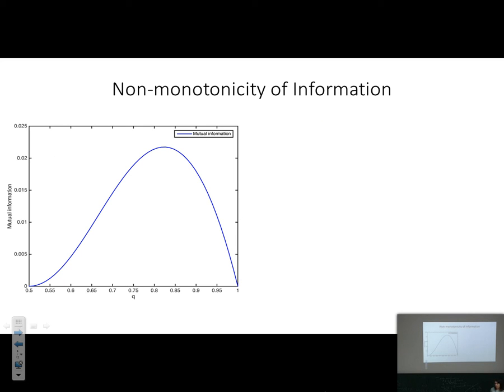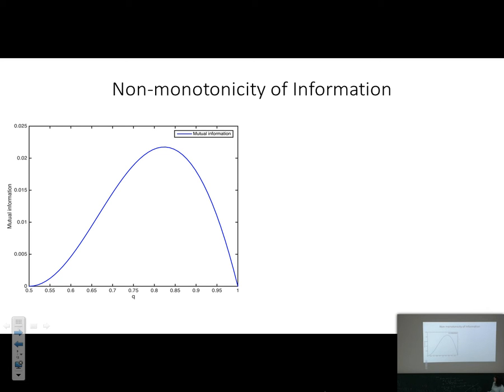So for the rest of the talk, I'm just going to show you some pictures of what happens if you plug in a specific distribution and parameters. And I'm just going to show some plots that show some of these surprising things. So this here shows plots as a function of Q. We have the mutual information between the advertiser's posterior given the noisy signal and his prior on types.